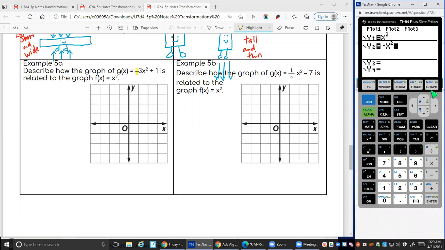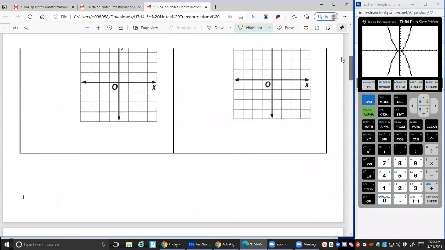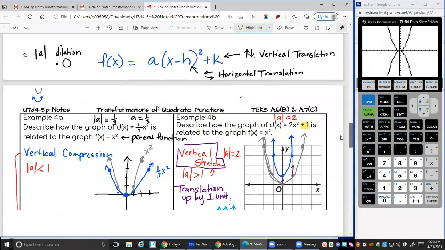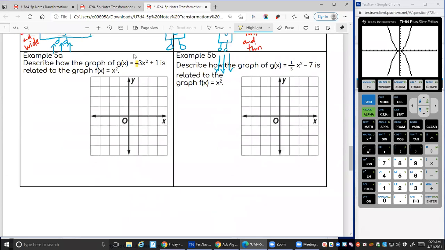But one has a negative. So let's see what happens. There's your first one. There's your second one, right? Same exact parabola. It just flips it over the x-axis. So when there's a negative, let's see what that's officially called. Okay, reflection, okay? So we want to say, that negative right there will cause the reflection over the x-axis.